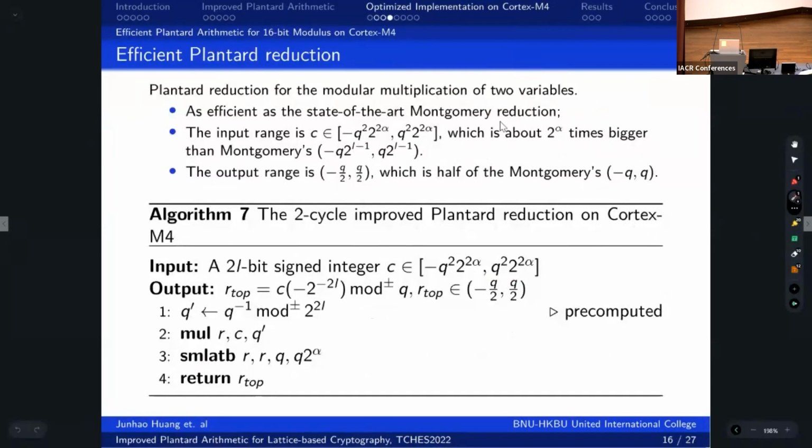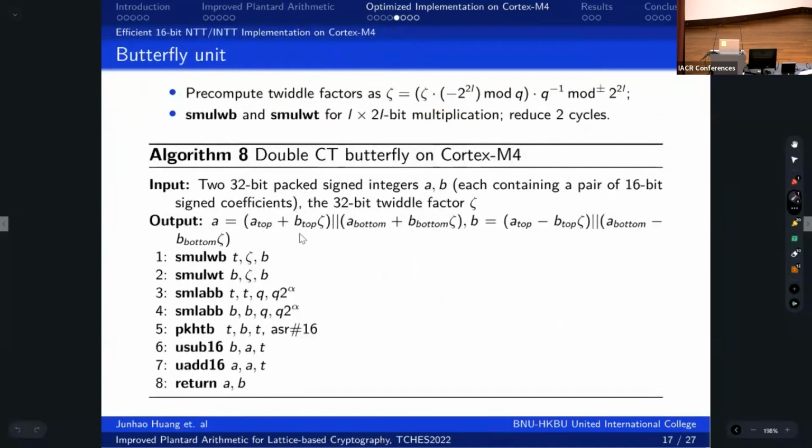And as for the modular multiplication of 2 variables, we present a 2-cycle Plantard reduction, which is as efficient as the state-of-the-art Montgomery reduction. However, it has a bigger input range and smaller output range. And we show that this advantage over Montgomery arithmetic will enable better NTT implementations. And as mentioned before, the most time-consuming operation in the butterfly unit is the modular multiplication by the twiddle factors, where the twiddle factor is a well-known constant, so that we can utilize the efficient Plantard multiplication by a constant to accelerate the butterfly unit.